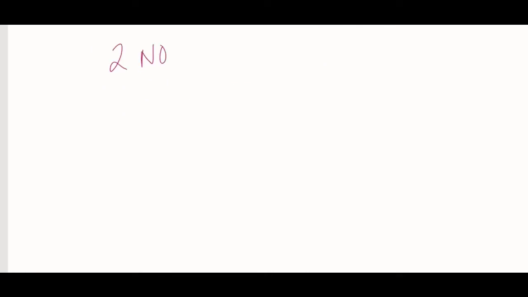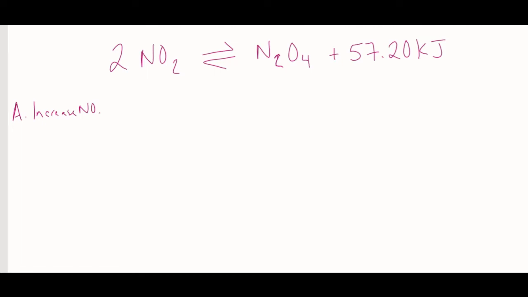All right, so first example is that we're going to have some nitrogen dioxide, and that's going to be in equilibrium with some dinitrogen tetroxide, and it is an exothermic reaction, and it releases 57.2 kilojoules of heat. Okay, so these questions are always going to give you some kind of equilibrium equation.